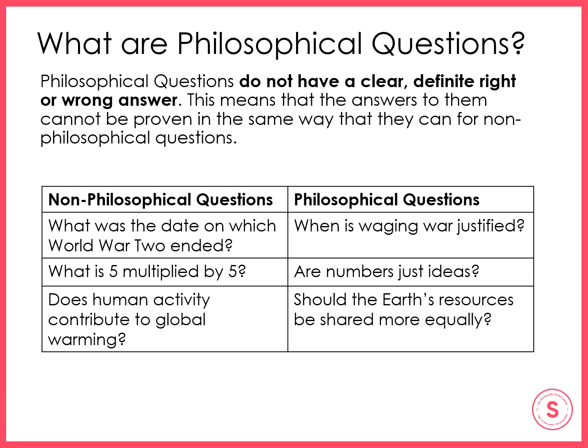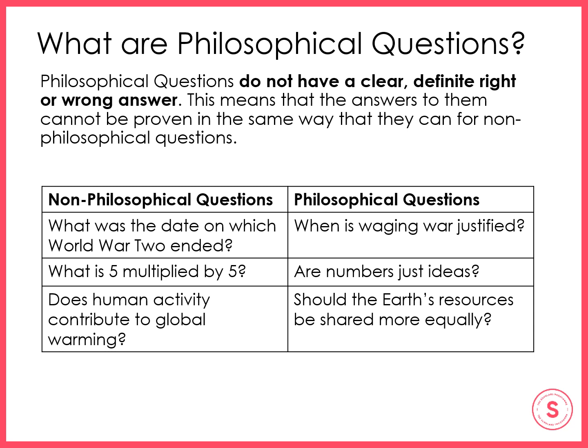Whereas looking at the philosophical question in the other column, when is waging war justified, that question doesn't necessarily have one clear answer. If you look at books and different people's opinions, you'll see that they disagree and have different ideas about how to answer that question. Again, looking back at the non-philosophical questions column, we can see that what is 5 multiplied by 5? There's a clear answer to that question. Whereas the question, are numbers just ideas? That is a philosophical question.